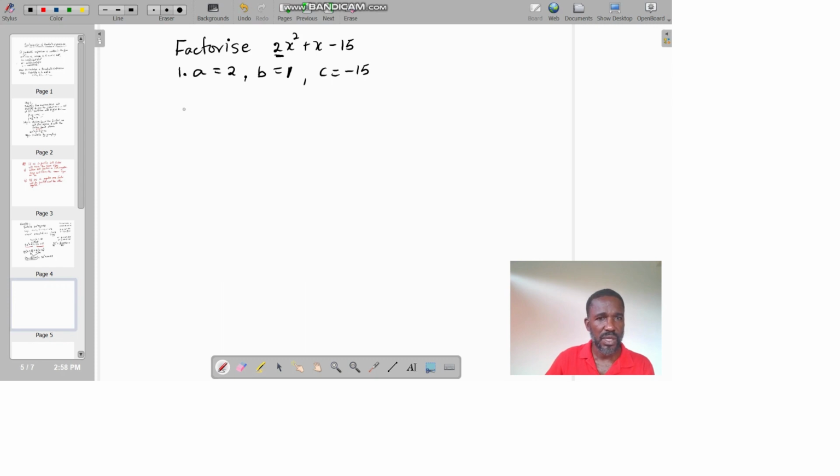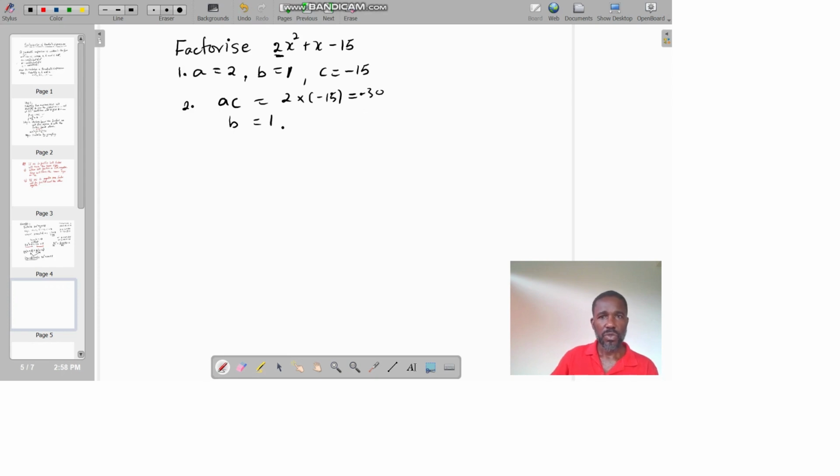Step 2, we are going to find the product of ac. So a times c is equal to 2 times negative 15, and that is equal to negative 30. b, our sum, is equal to 1. So we want to find two factors that will multiply to give negative 30, and at the same time they must add to get 1. Earlier we said that whenever the product of ac is negative, it means that one of the factors will be positive and the other negative.